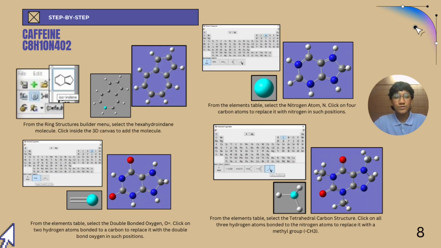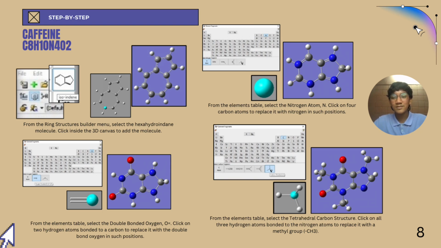And now I will guide you through the step-by-step on how to build caffeine. So for caffeine, go to the ring structures in the builder menu and select isoindene. This is represented by a hexagonal combined with a pentagonal shape. And then click on the 3D canvas to add the molecule.